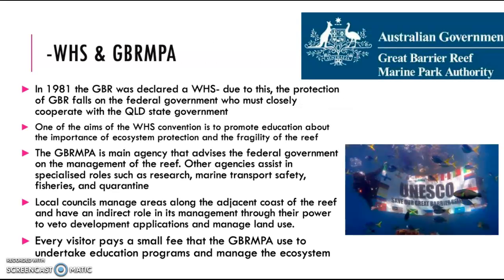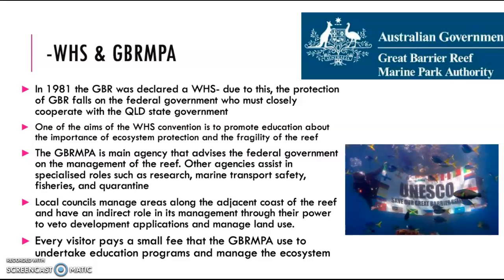The first contemporary strategy we're going to look at is around policies and some sort of legislation that helps to protect the Great Barrier Reef. The Great Barrier Reef was established as a World Heritage Site in 1981, and this means that the Queensland Government must cooperate with the Australian Federal Government and the United Nations to protect the reef. They are legally obliged to.